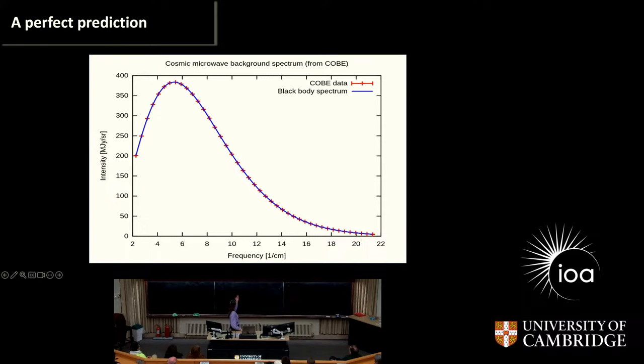The red points are a measurement. You can see this is an incredibly good match. And it was actually said at the time that the CMB was the most perfect black body ever observed. And this was, of course, groundbreaking evidence in favor of the Big Bang theory, because it really confirmed that the universe was once small and dense enough to be too hot for atoms.